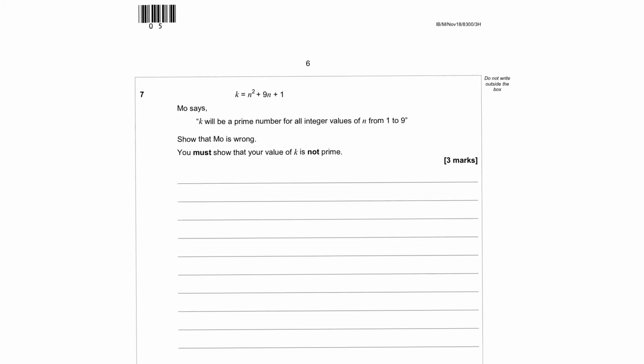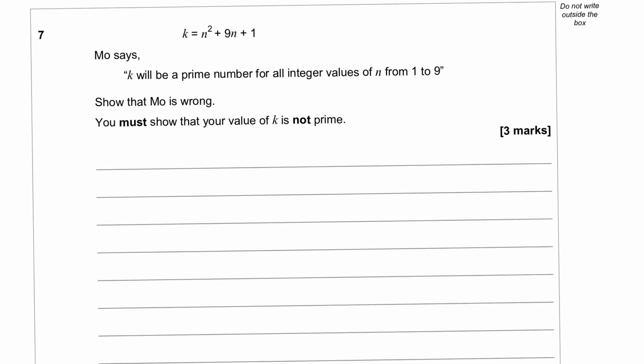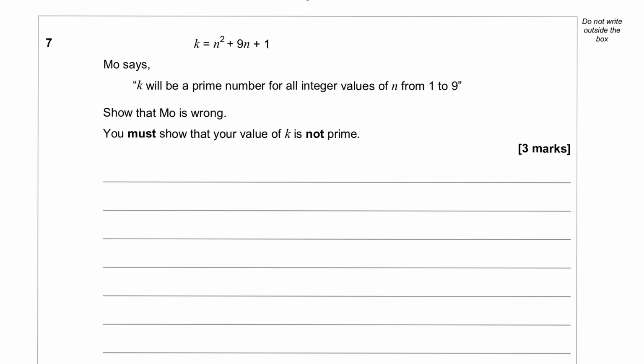So question 7 says Mo says that k is a prime number for all integers of n from 1 to 9. So it says we want to show that Mo is wrong. Okay, so we've got n squared plus 9n plus 1, and he's saying it's a prime number for all integers of n from 1 to 9. Well, let's have a look.